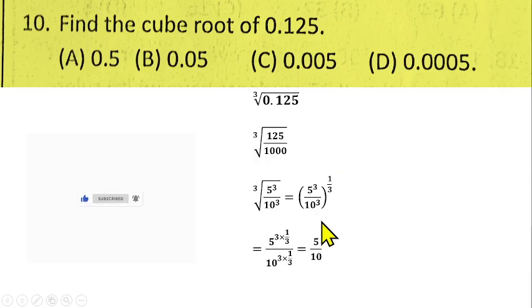This 1 over 3 will multiply the power here, and it also multiplies the power here. Then 3 cancels 3, you have 5 raised to power 1, and 3 cancels 3, 10 raised to power 1. Then 5 over 10 gives us 0.5, which is option A.